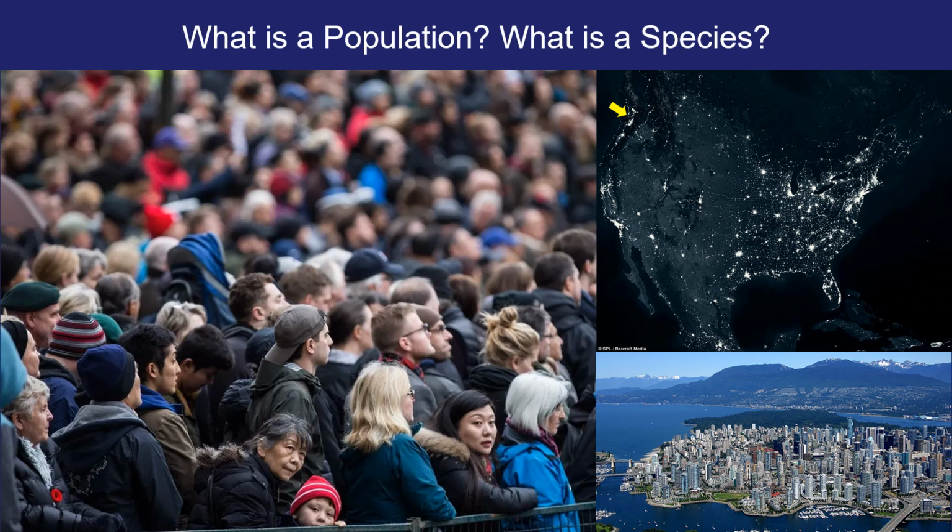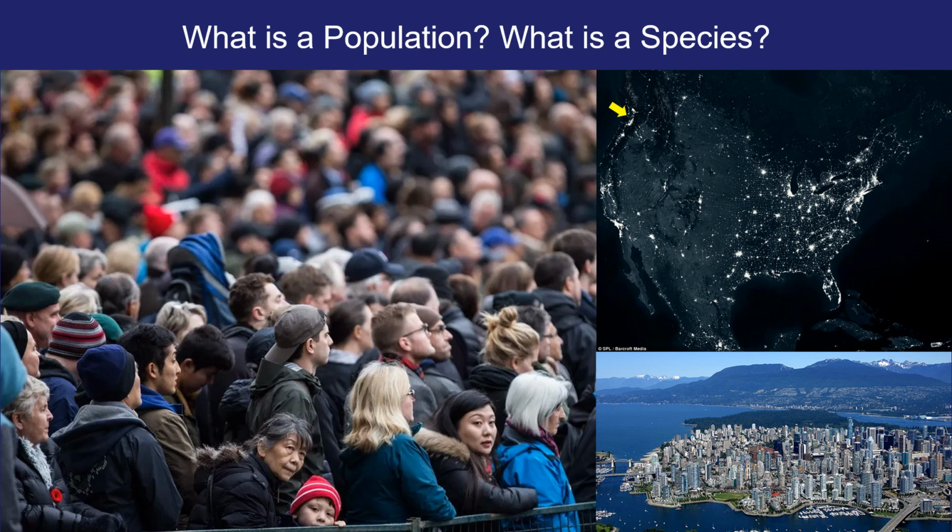We could set that as our area, and then we could say, okay, let's look at all the raccoons in that area. Let's look at all the red squirrels in that area. Or we could say, let's look at all the humans in that area. So a population is a collection of individuals of one species living in a defined area.